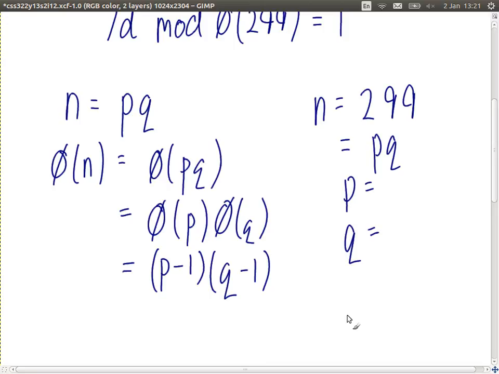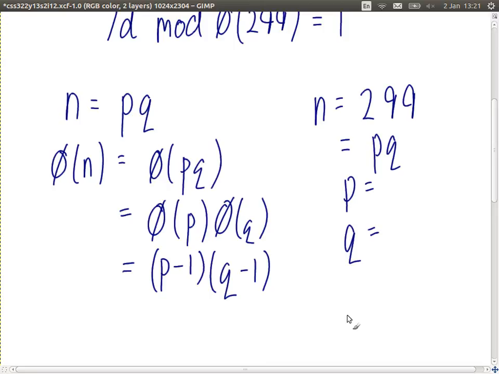How do you factor that into its primes? Yeah, I think that's correct. I forget. Yeah, that's correct. Good. Someone's found D. But before we get there, how do you factor 299 into its primes?